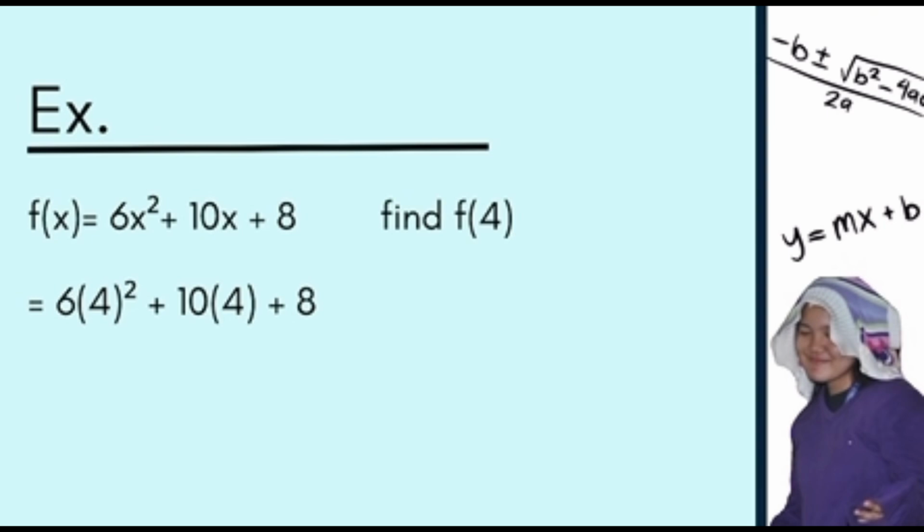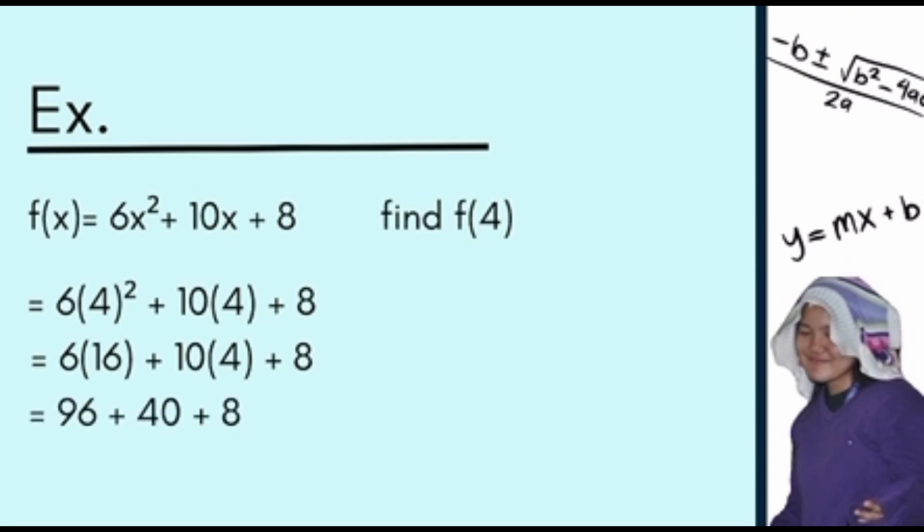Multiplying 4 by itself, or squaring the 4, it will be 16. Multiplying the numbers inside and outside of the parentheses. Adding them, so the answer will be 144.